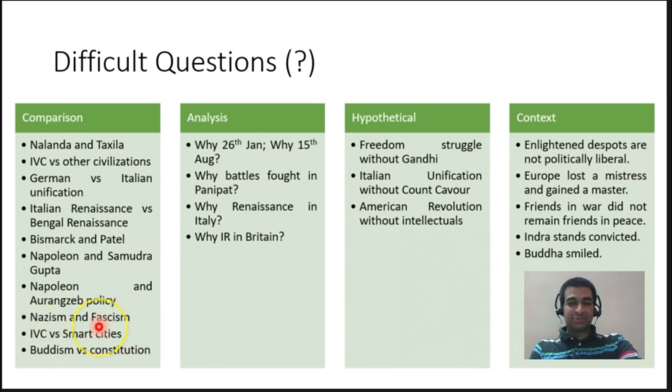Again, much easier because both are from your modern world history. The Nazism of Hitler and the fascism of Mussolini, how they are the same, how they are different. Now this is where it is further more difficult: compare and contrast Indus Valley civilization with smart cities. Now this is where students are completely clean bowled, because they have asked one question from ancient Indian history and one question from your polity.